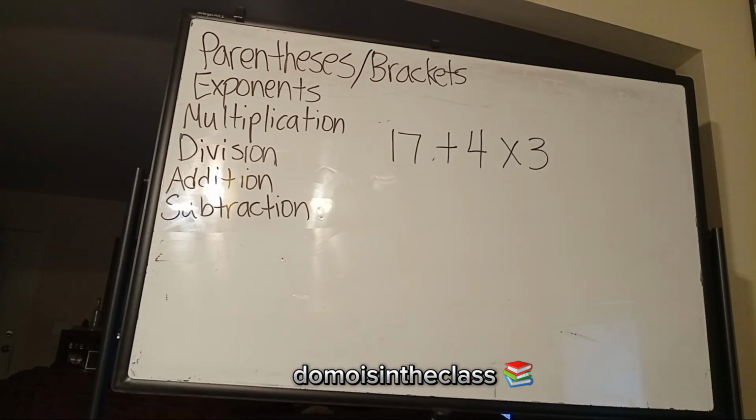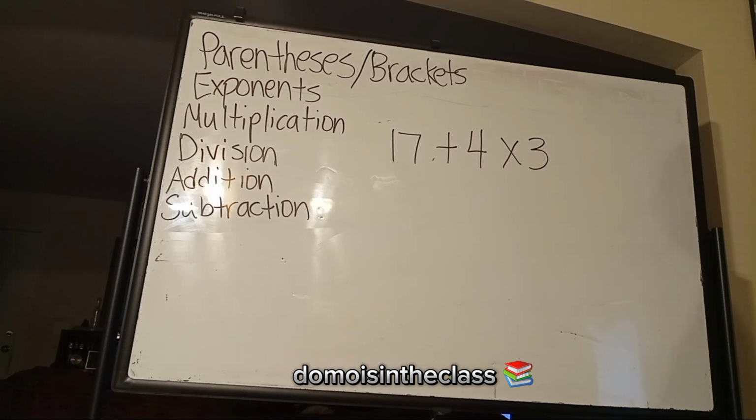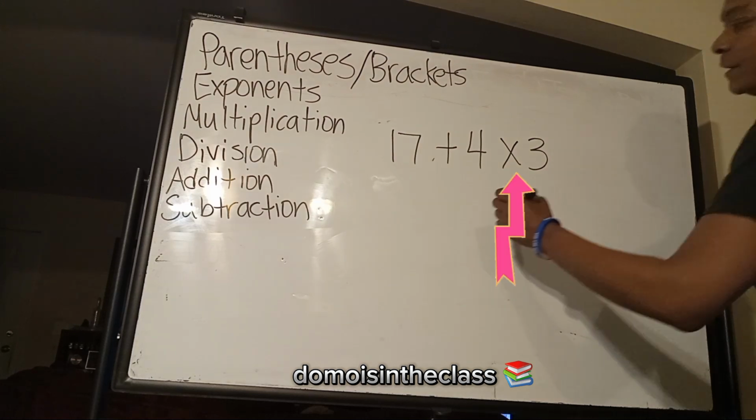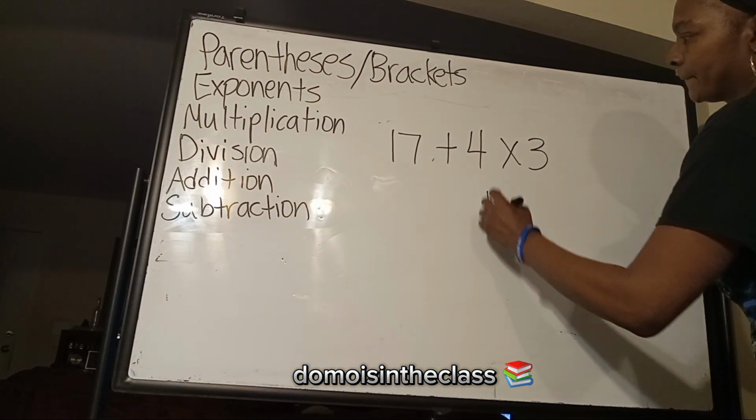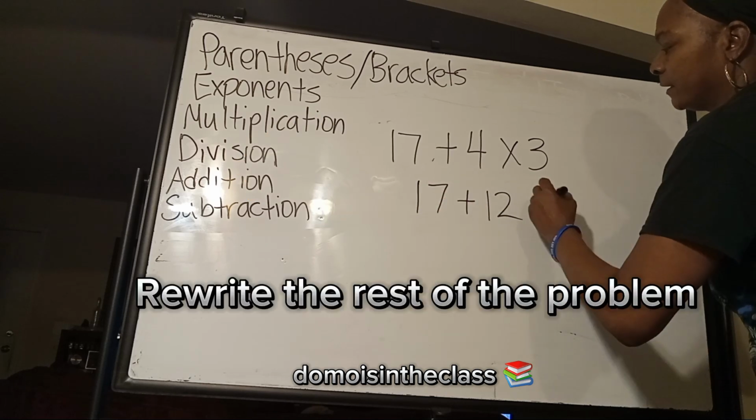Moving on to number 4. We have 17 plus 4 times 3. So we look at our list. Do we have any parentheses or brackets? No. Do we have exponents? No. Do we have multiplication? Yes. So that's what we have to do first. So we have 4 times 3 is how much? Equals 12. Great job. Plus the 17 in front and we equal.